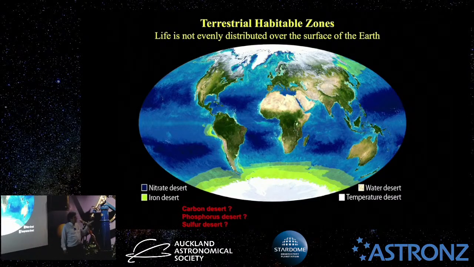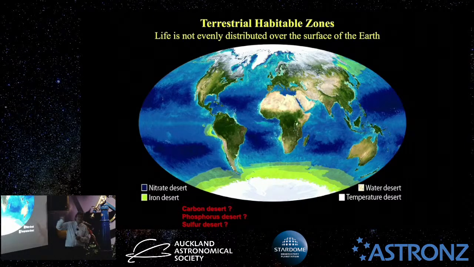CHONSP are the six elements that you need. At the 98% level, that's what you're made of. You need those elements, life needs that. And so there could be phosphorus deserts. I don't know where they are because no one has made a map of them and I didn't have the resources to do it, but you could do it.